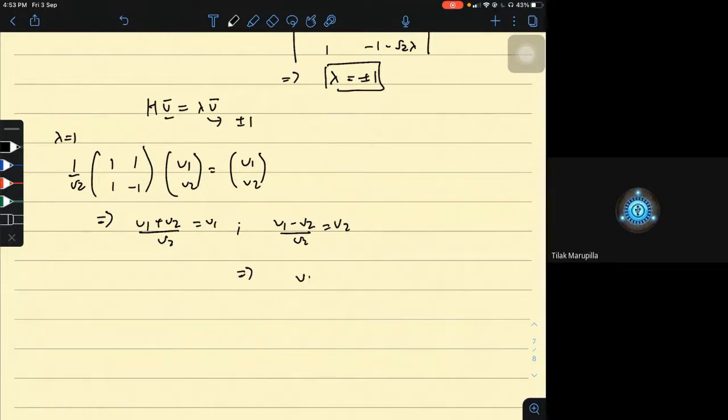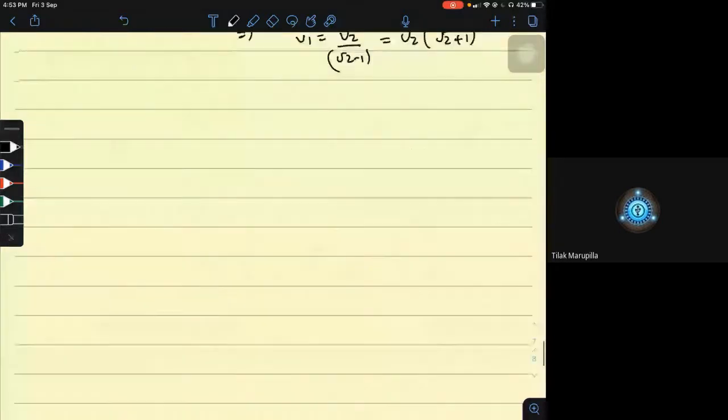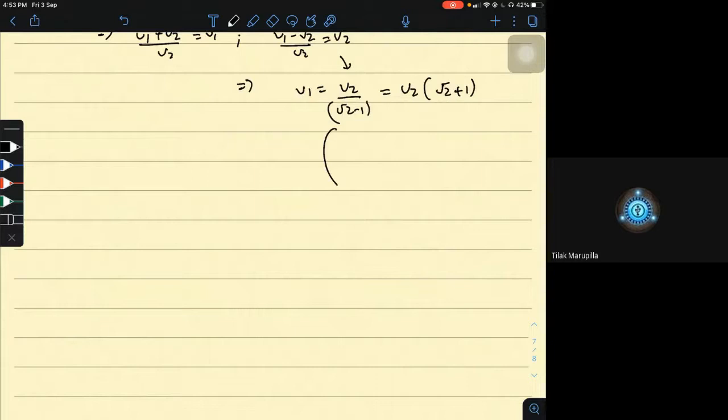This gives us V1 equal to V2 by (root 2 minus 1). This gives us root 2 plus 1 if I take it out. So both the equations give the same expression. So effectively, we get vectors of the following form: V1 and V1 times (root 2 minus 1). So it gives us 1 degree of freedom to change V1.